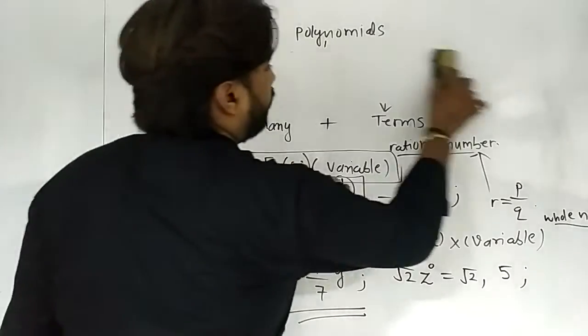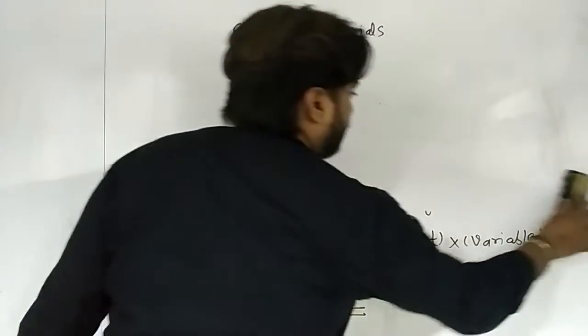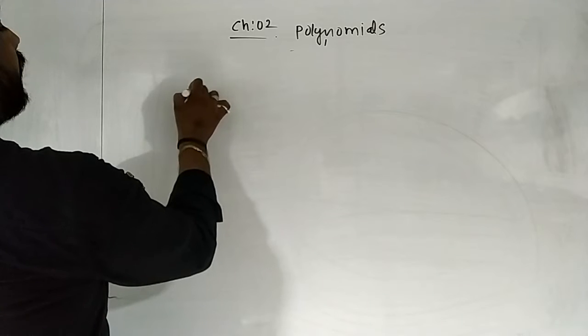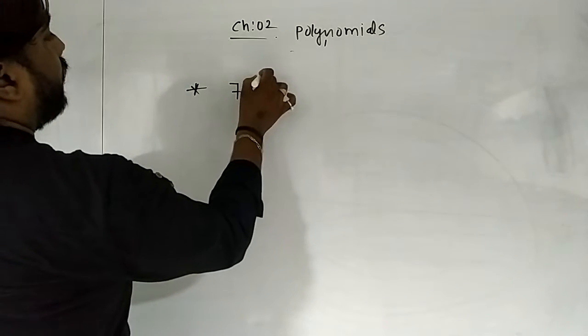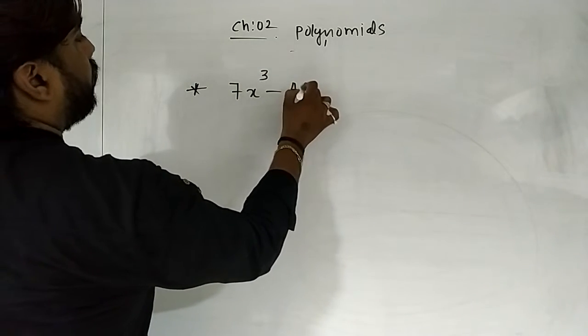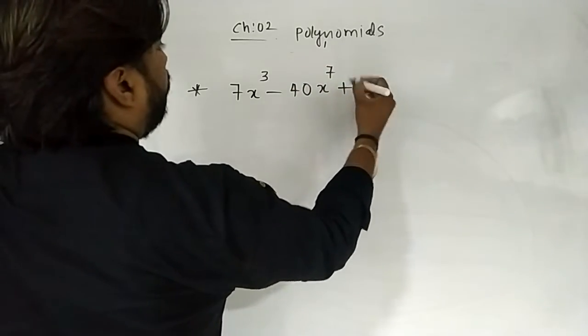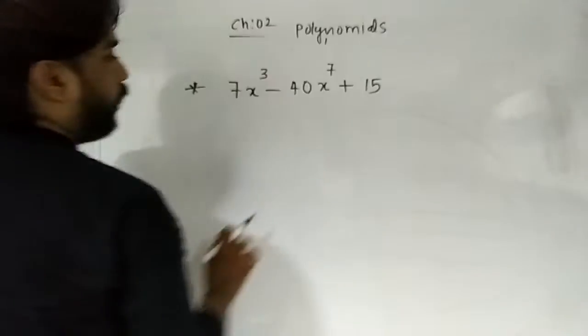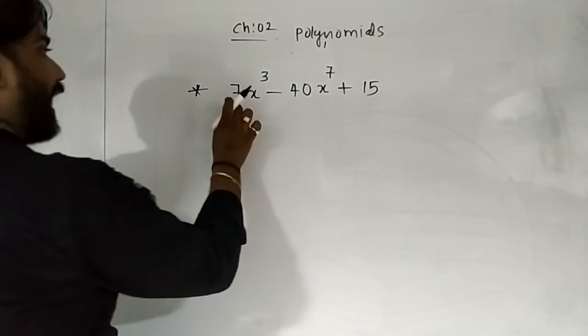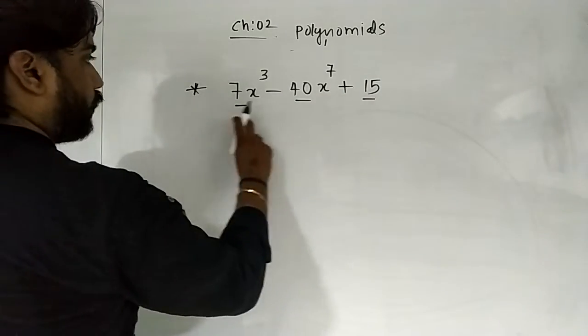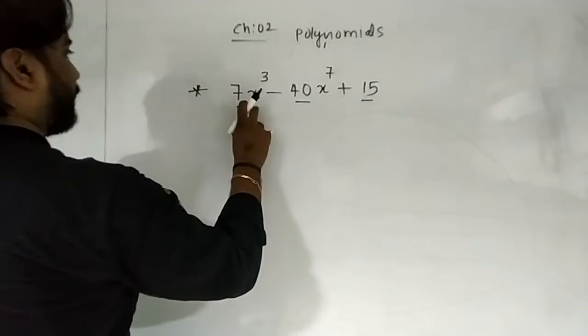So let's move forward. उसके बाद दूसरी हमने क्या चीजें सीखी थी? Terms, coefficients और degree. तो उसका quick revision करते हैं. उसके लिए पहले एक polynomial लिखते हैं. Let 7x³ minus 4 x raised to 7 plus 15. This is what? One polynomial. Now how many terms are there? 1, 2 and 3. So this is the polynomial in x.